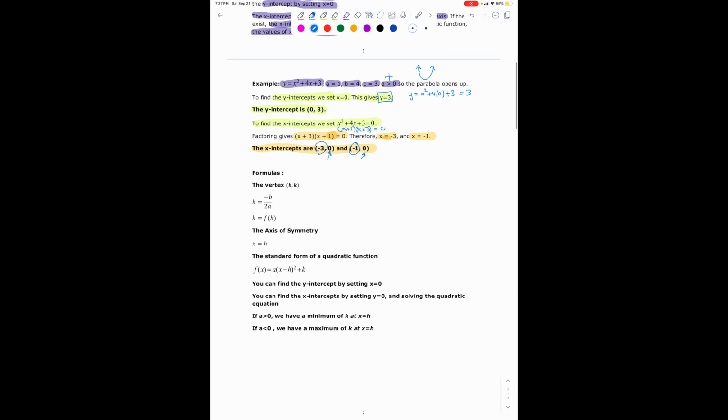Here are formulas that are very important for the quadratic function. We will need to find the vertex for sure for the quadratic function.